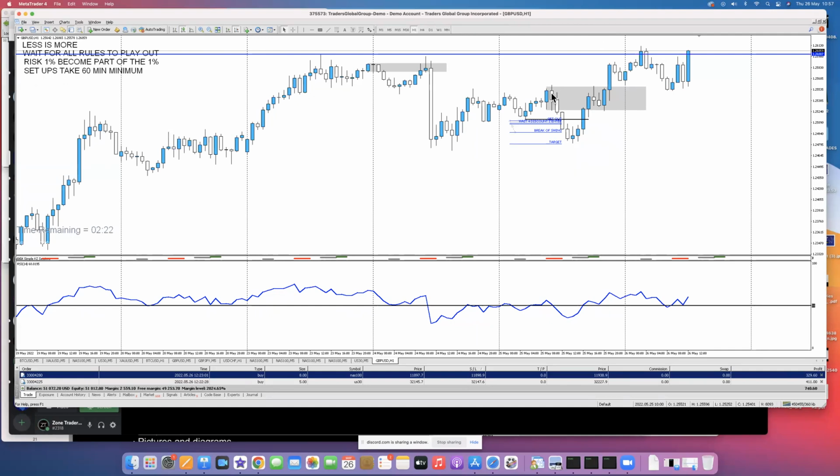And when it breaks this breaker, it's confirmation that this is actually a run on stops and not a break of structure. And then once you see an order block get respected around the breaker area, you can then look to buy as well.